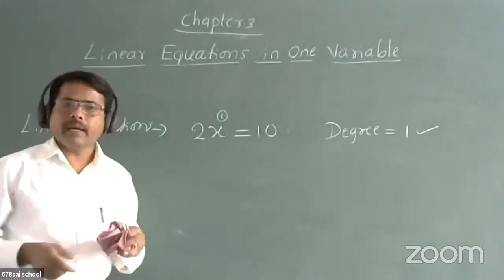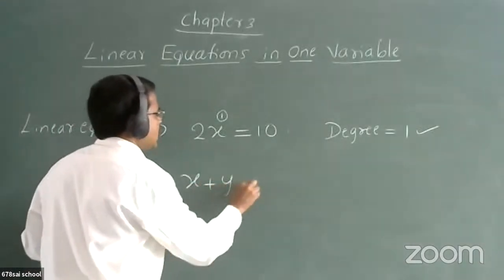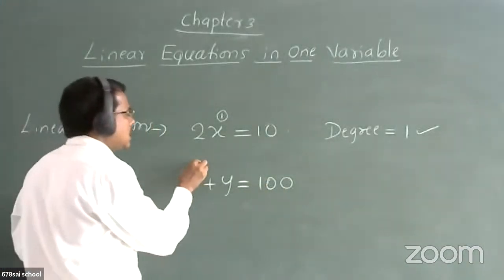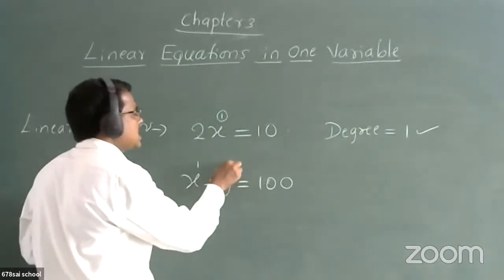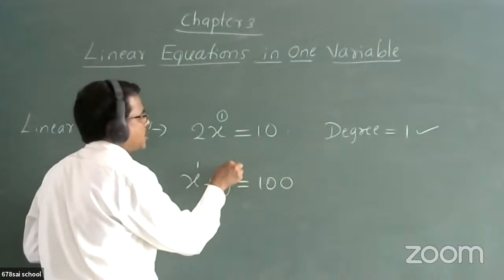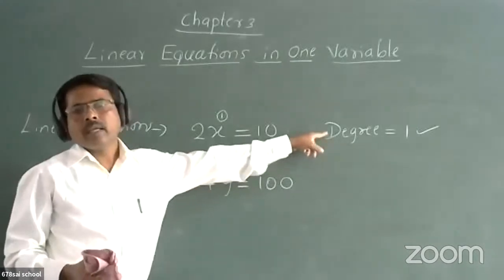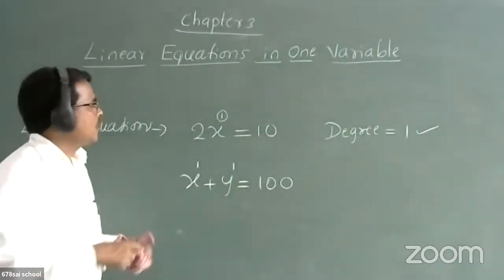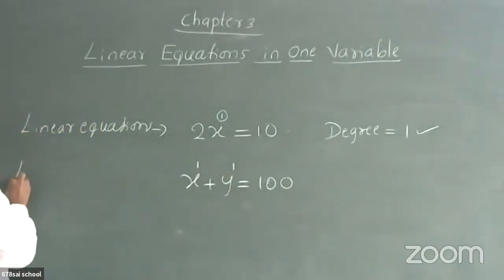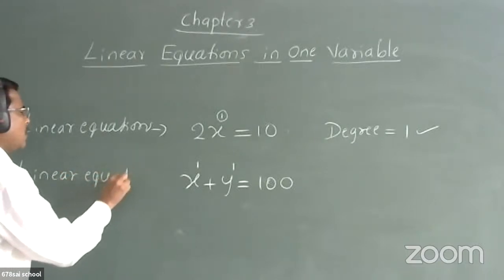For example, if I write one equation: the sum of two numbers is 100. This is also an equation. What is the degree? 1. What is this exponent? 1. Nothing means 1. Here y to the power 1 is there. Degree means the highest exponent of the variable. So highest is how much? 1. So this is also a linear equation.